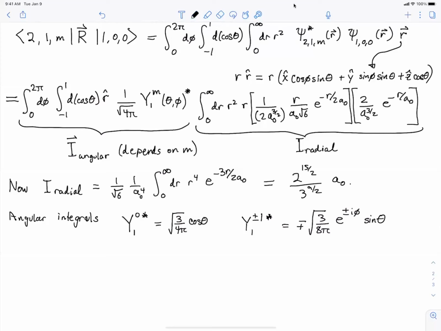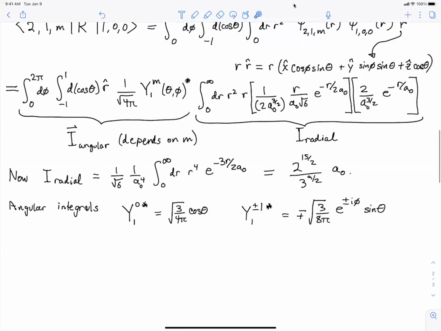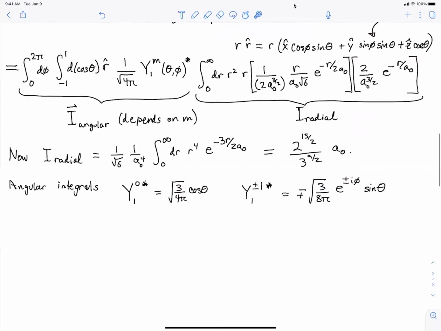sine theta. Okay, so we have to plug those angular dependences in, together with the angular dependence that's hidden within our vector that's appearing there. Okay, so there's nothing for it but to just go ahead and start calculating these things for different values of m. Okay, so let's do m equals 0 first.